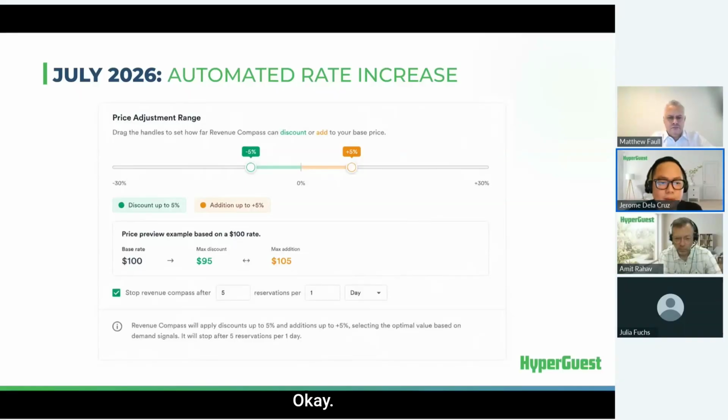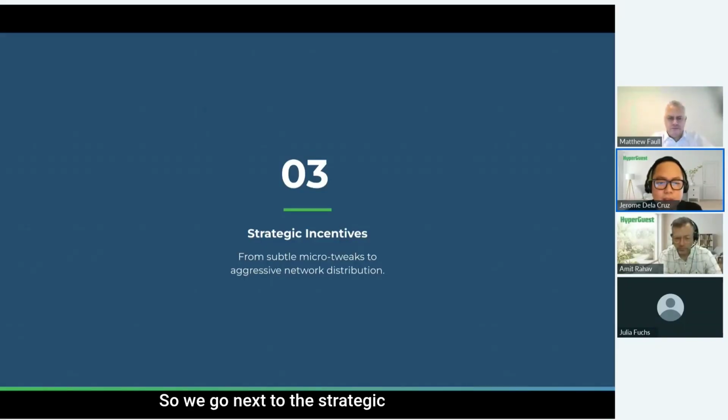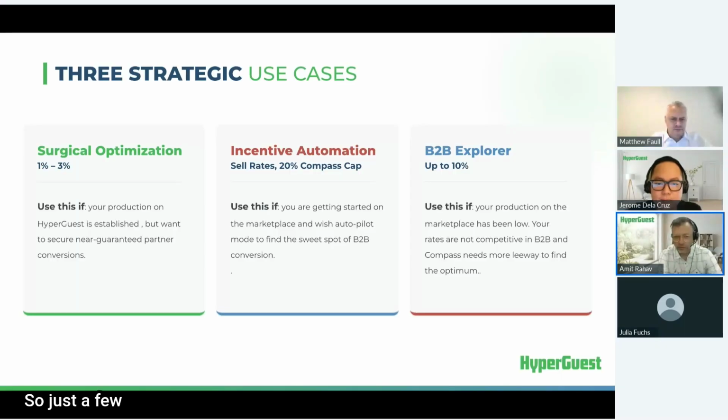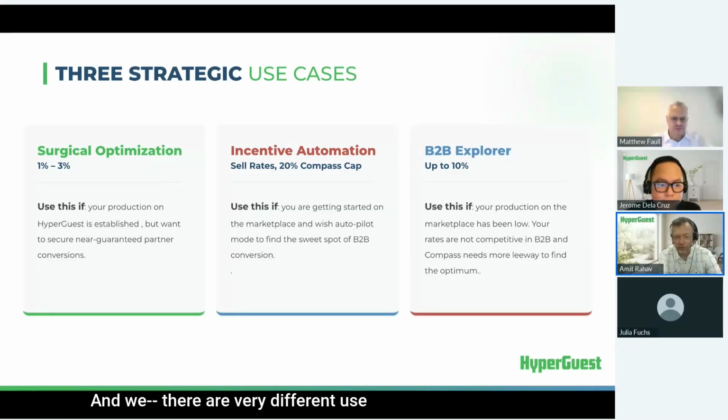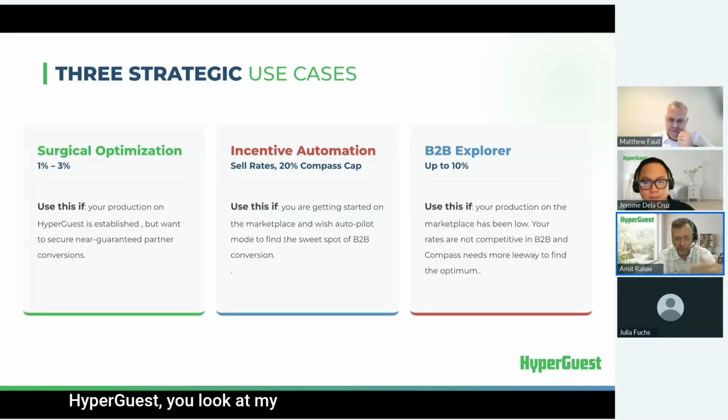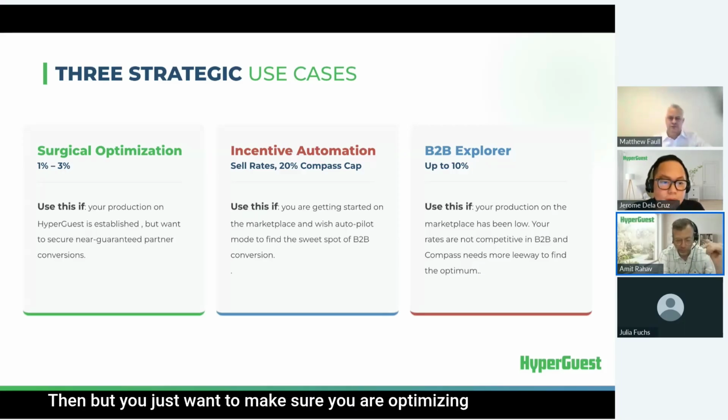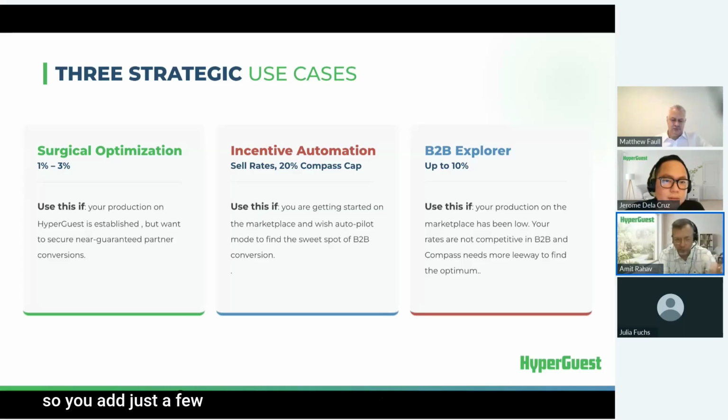Excellent. Okay, so we go next to the strategic incentives. Just a few words about how revenue managers could choose to use this. There are very different use cases that customers keep finding for us, and telling us what the product does. So we look forward to hearing new ideas from you. One example is surgical optimization. You would use it if you already have decent production on HyperGuest. You look at your partners in HyperGuest and see every partner is generating a dozen bookings a month or more, but you just want to make sure you are optimizing the capacity. So you add just a few percentage points and see the optimization in action.